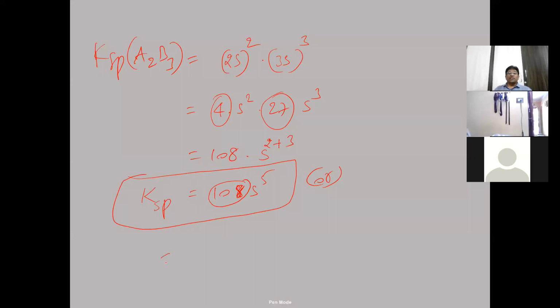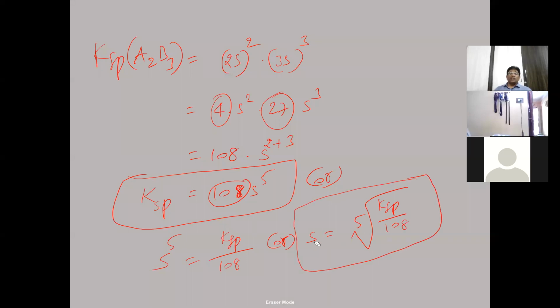If you are asked for S, what is S equal to? First, S power 5 is equal to what? S power 5 is equal to KSP divided by 108. So S is equal to the fifth root of KSP divided by 108. Like this, we have to calculate the S value.